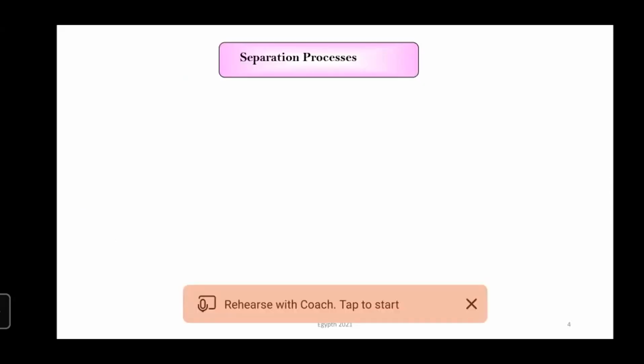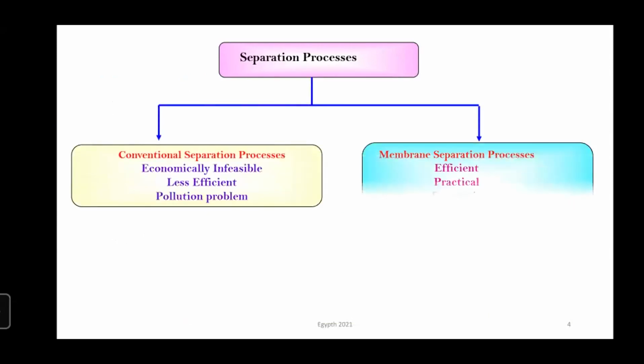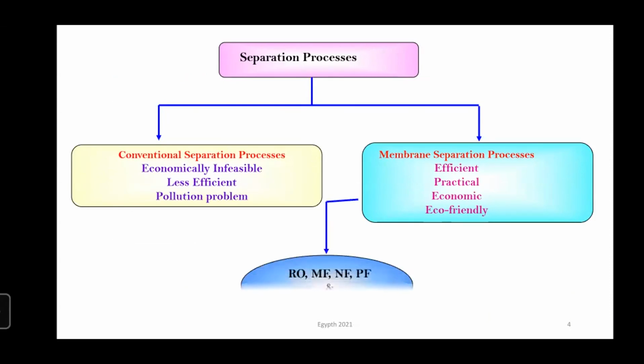The separation process we can classify into mainly two types: conventional separation process and membrane-based separation process. Compared to the conventional separation process, the membrane-based separation process is efficient, practical, economic, and eco-friendly. There are a number of membrane-based separation processes, that is reverse osmosis, microfiltration, nanofiltration, particle filtration, and pervaporation.